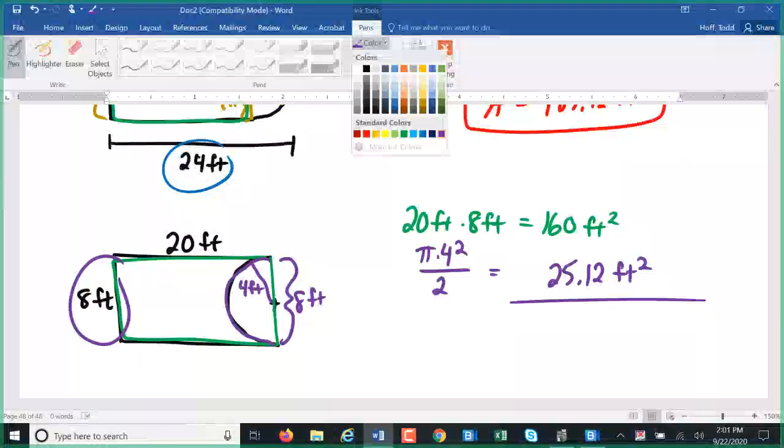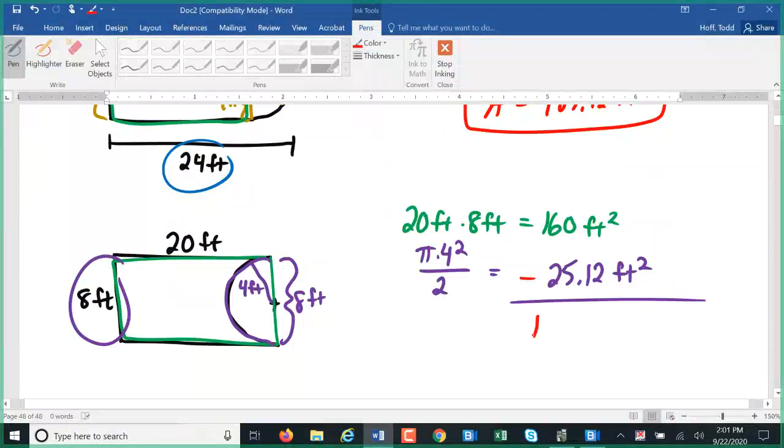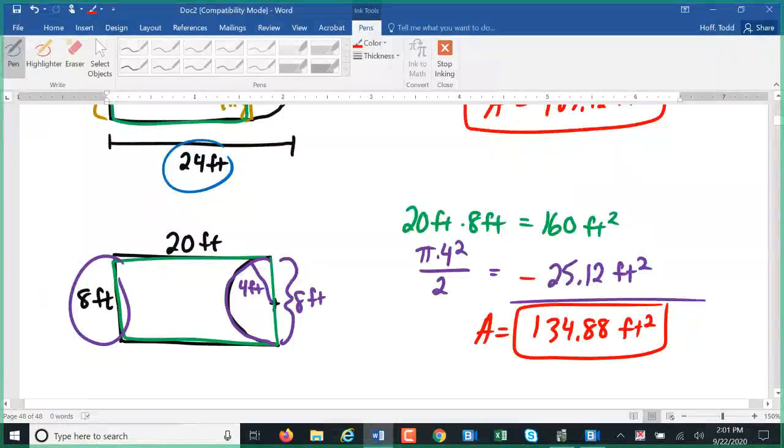But now it's being subtracted because it's cut out. So this is 134.88 square feet of area for that shape. Any questions there?